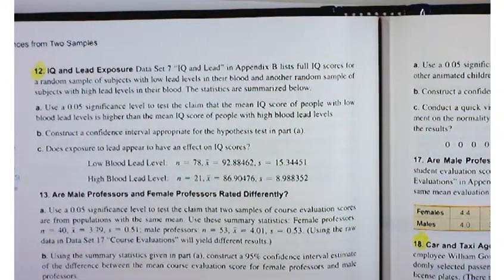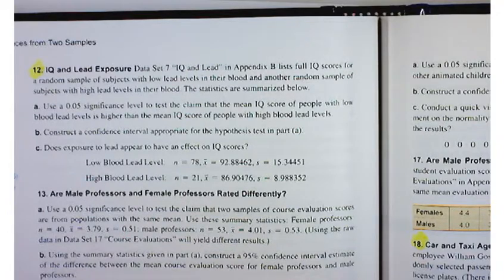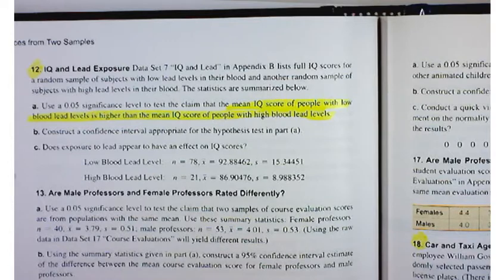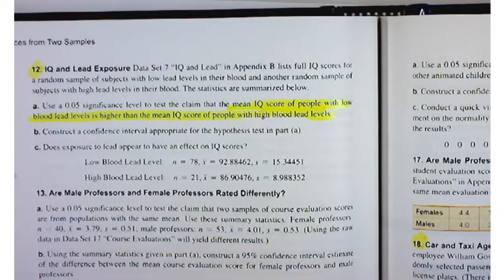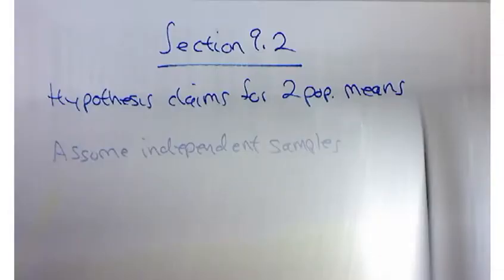We'll use those. Let's start with a null and alternative hypothesis. So we're going to test the claim that the mean IQ score of people with low blood lead levels is higher than the mean IQ score of people with high blood lead levels. So let's highlight that here. Now Marty tends to write his null and alternative hypothesis with mu sub 1 is greater than mu sub 2. I like to be a little bit more descriptive with my parameters there. So let's start it out like this.